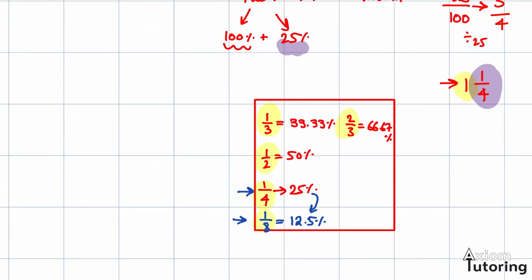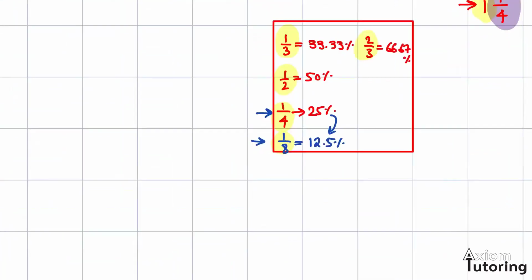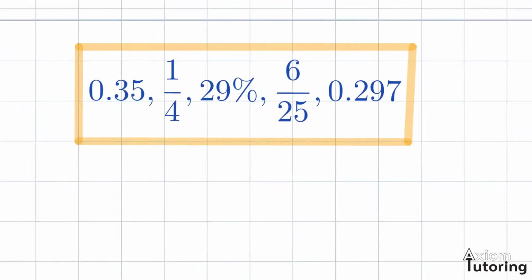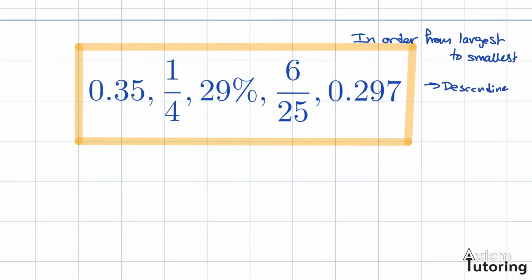Now, we said that by the end of this lesson, we would be able to answer the question that we started with. So let's do that. We want to put these in order from largest to smallest, also known as descending order. And to do that, they all need to be in the same form. Now, that will be decided on based on the question and your experience, whether you want to turn them all into fractions or decimals. In this case, it would be easier to turn them all into decimals.